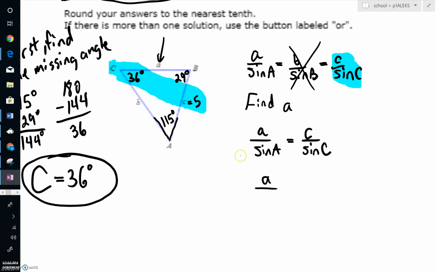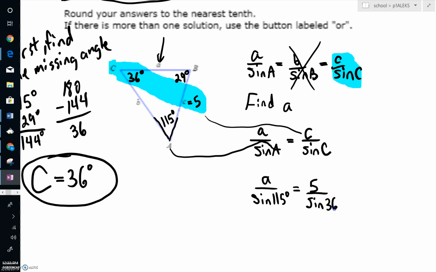For example, I know angle A is right here. I'm going to say, hey, that's 115 degrees. I know that side C is actually the number 5. It's a length of 5. And I found angle C to start this off. We've got 36 degrees. You plug that in and you have a ratio set equal to a ratio that's called a proportion. We can cross multiply. We'll have A times the sine of 36 degrees is equal to 5 times the sine of 115 degrees.